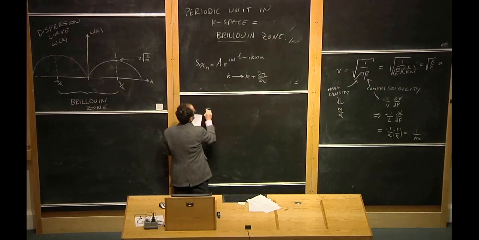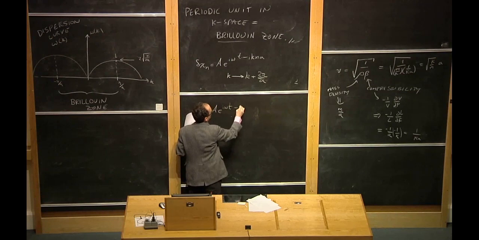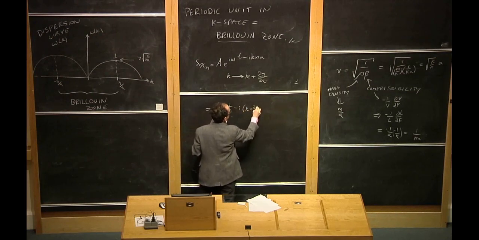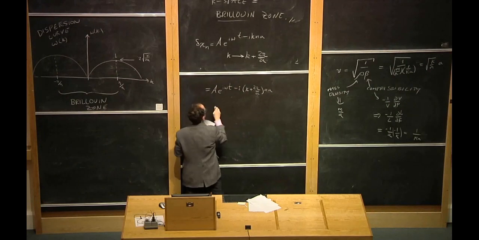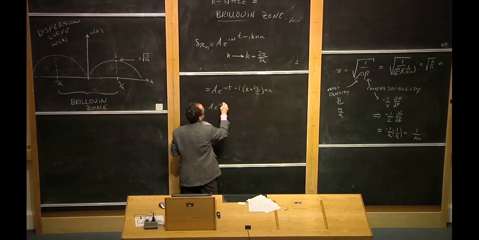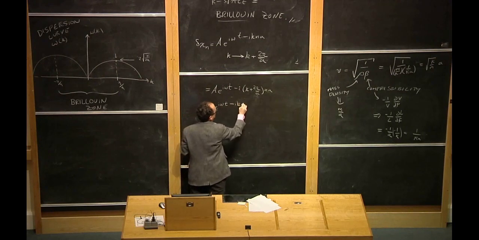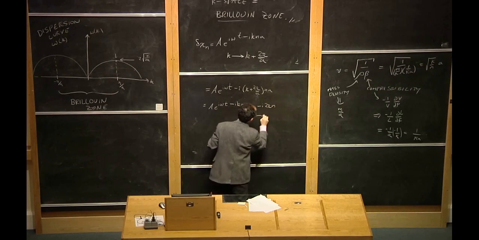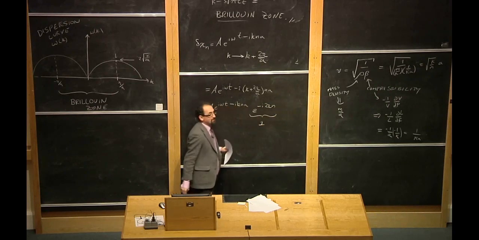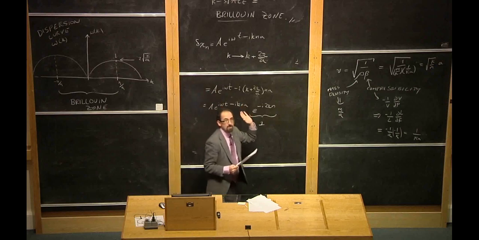We'll take some particular k and move it by 2 pi over a and see why we get back the same thing. Well, let's do that shift: e to the i omega t, and then we get minus i (k plus 2 pi over a) times n a, and that equals A e to the i omega t minus i k n a times e to the minus i 2 pi n, and this thing here is 1. So in fact, we're getting back exactly the same waveform that we started with.